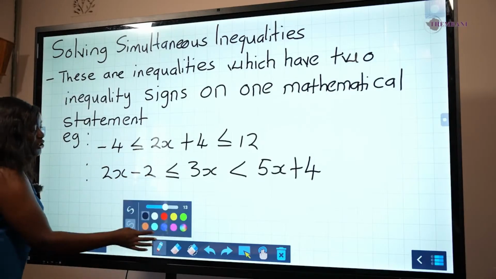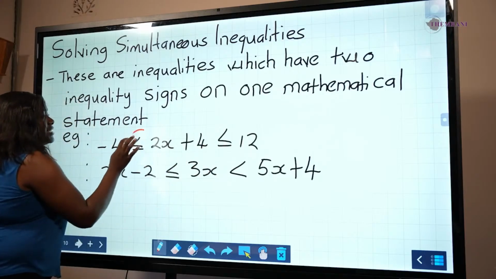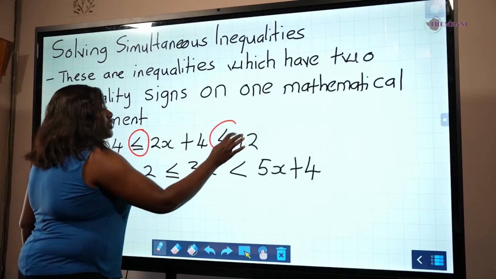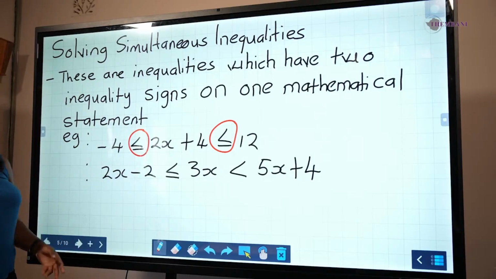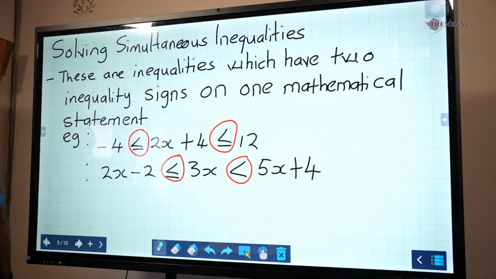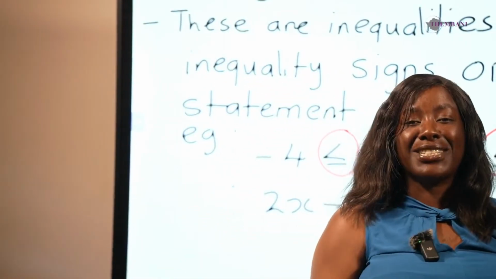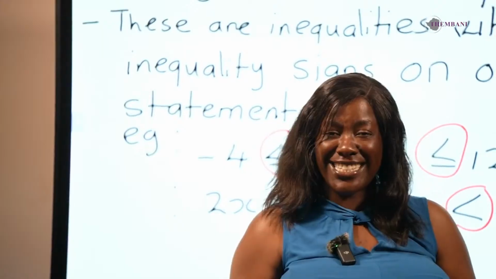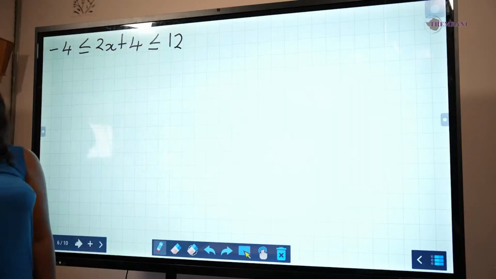Maybe I can indicate using color so that you see what I'm talking about. We have the same statement, but it has this inequality sign, it also has this inequality sign. And even on the second part, the second question here is like this, and it also has these inequality signs, two inequality signs in the same statement. So we are saying these are simultaneous inequalities. I want you to repeat after me, simultaneous inequalities. Interesting, isn't it? Let's move on to see how we can solve these simultaneous inequalities.